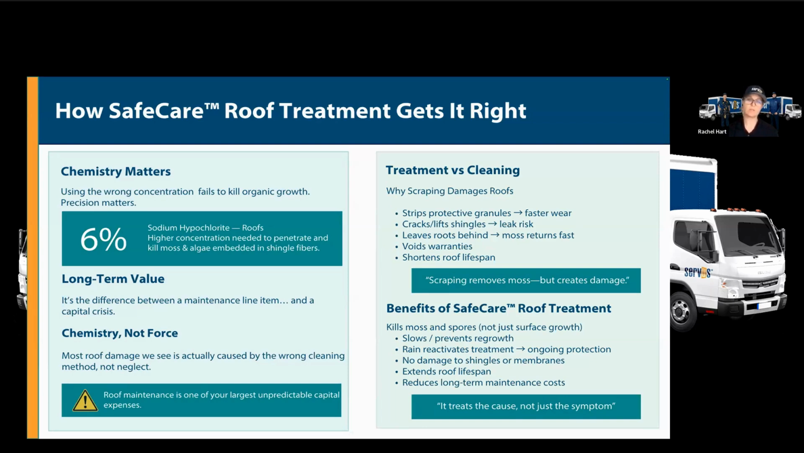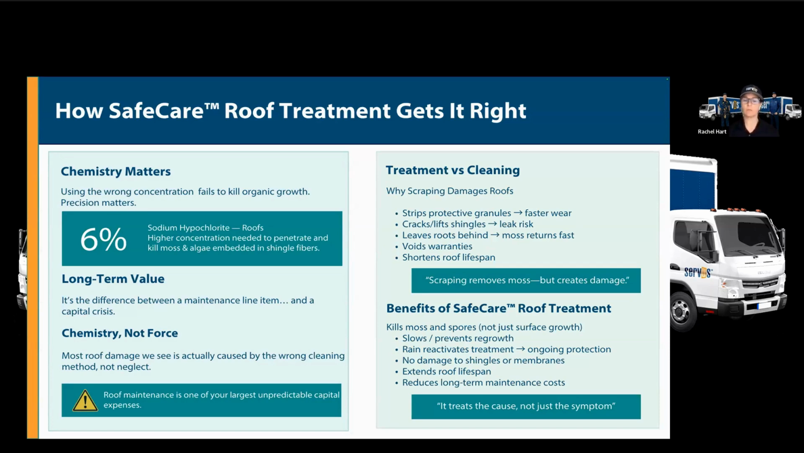The treatment we use extends the roof's lifespan. It doesn't cause this repeated damage. And so I think if we can look at it for what it is, ultimately we're applying a product that provides a long-term solution. We're not just scraping away at your roof surface.